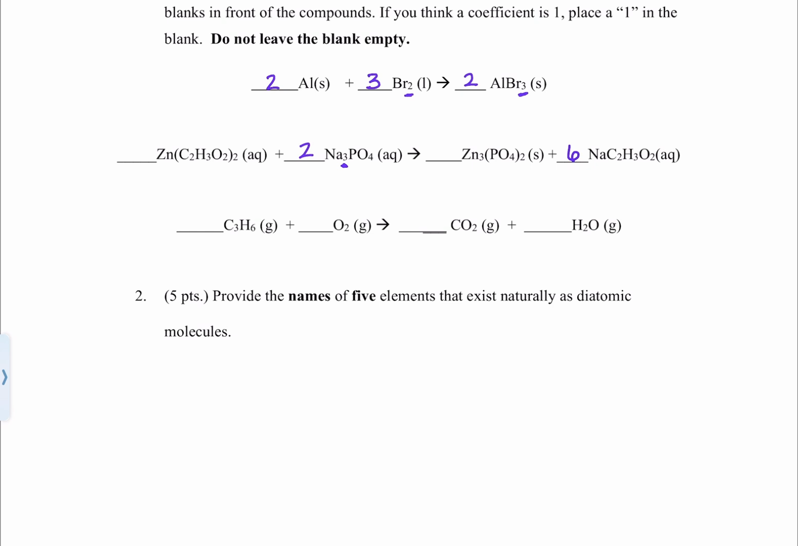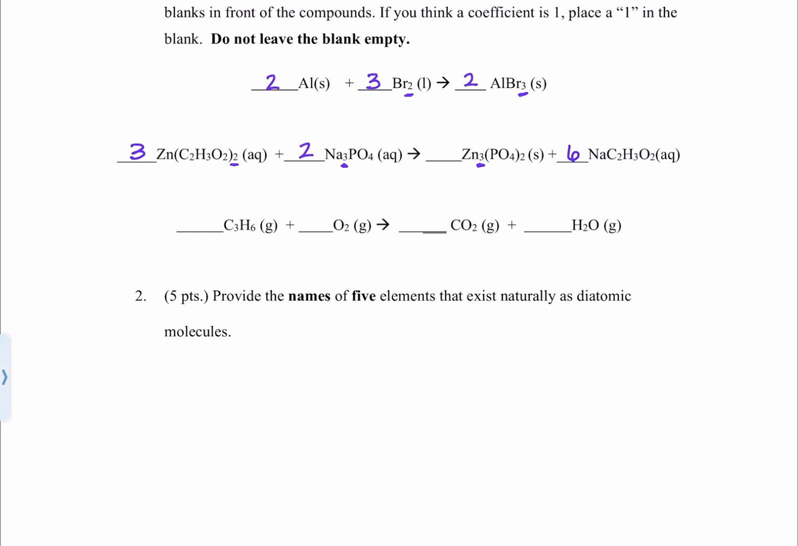So I have 6 acetates on the product side, so let's make sure we have 6 acetates on the reactant side. We have 2 acetates in this particular molecule, so in order to get 6, I need to put a 3 as a coefficient. 3 times 2 is 6. When I place the 3 as a coefficient, I have changed the number of zinc on the reactant side. So I have 3 zinc. Looking at the product side, I have 3 zinc, so we don't need to do anything there.